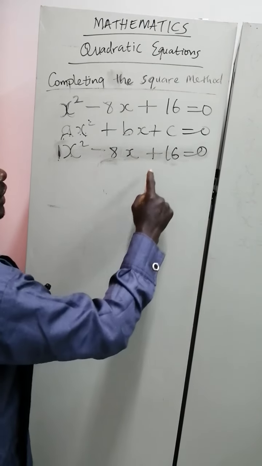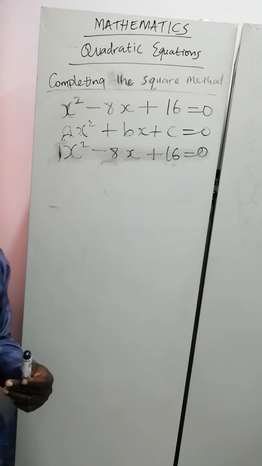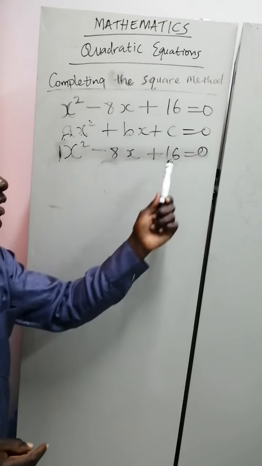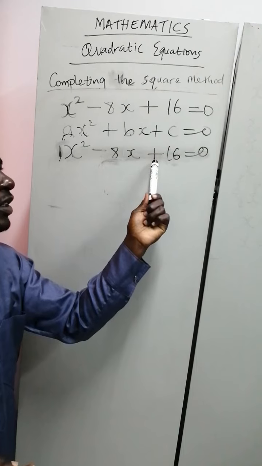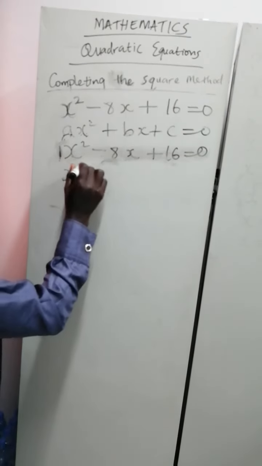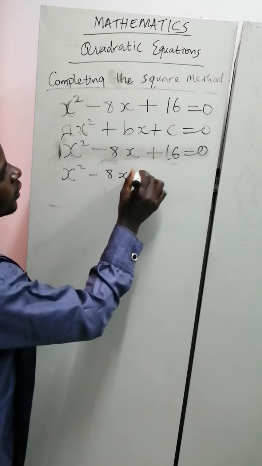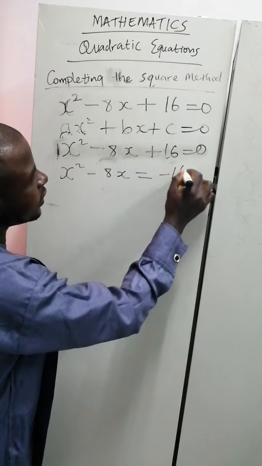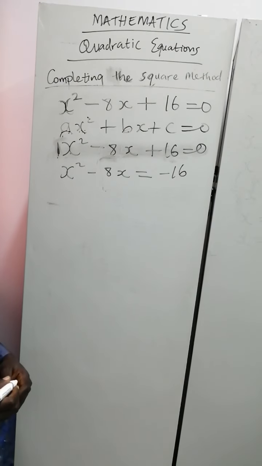The first step anytime we are solving with the completing the square method is to transfer c over the bridge, that is, take c to the right hand side. The value of c here is plus 16, so we transfer it over the bridge. Therefore we have x squared minus 8x equals minus 16. That is step number 1.